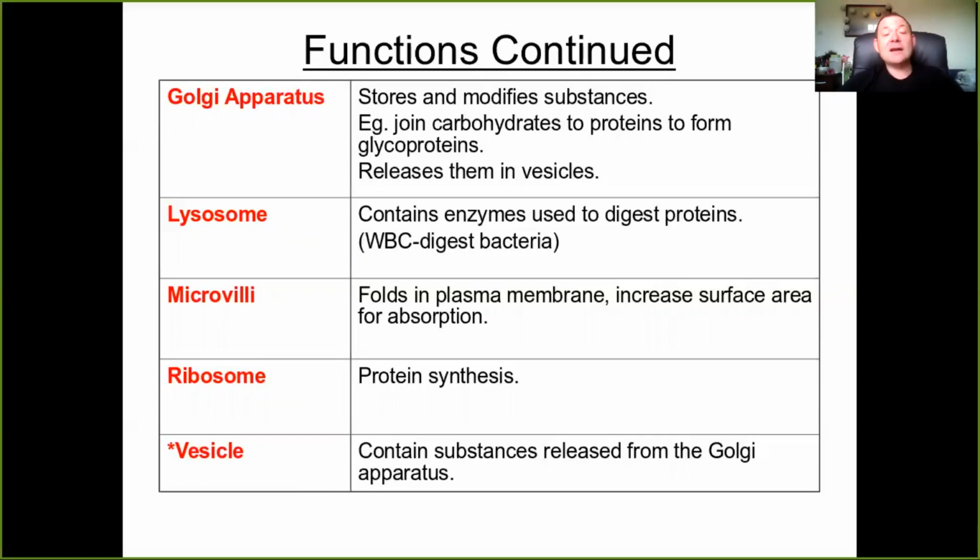The microvilli are folds in the plasma membrane of the cell which increase the surface area for the absorption of nutrients. Ribosomes are responsible for protein synthesis, but not all ribosomes are attached to ER to make rough ER. Some ribosomes are loose, floating in the cytoplasm. The proteins that they make are released directly into the cytoplasm. Vesicles contain substances released from the Golgi apparatus.